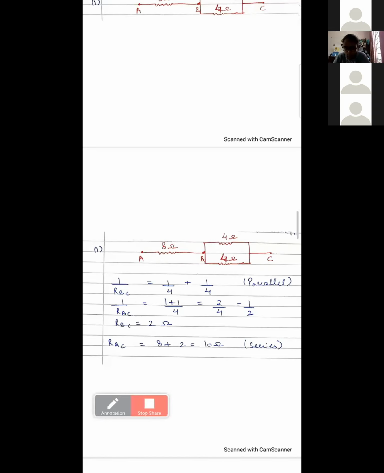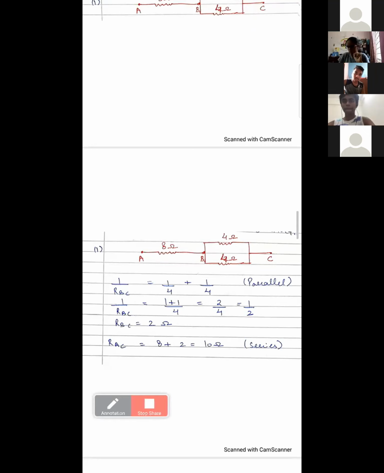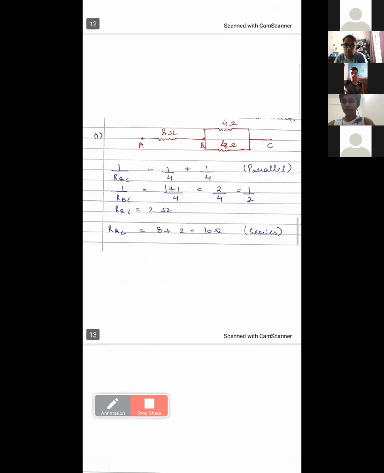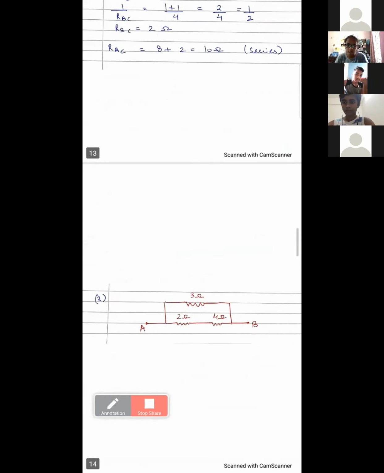Getting this thing? So you can get a mixture of connections also. Some are in parallel, some are in series. So you have to identify which are in parallel, which are in series. Everyone got this question? Now try this question. What is the equivalent resistance of this?